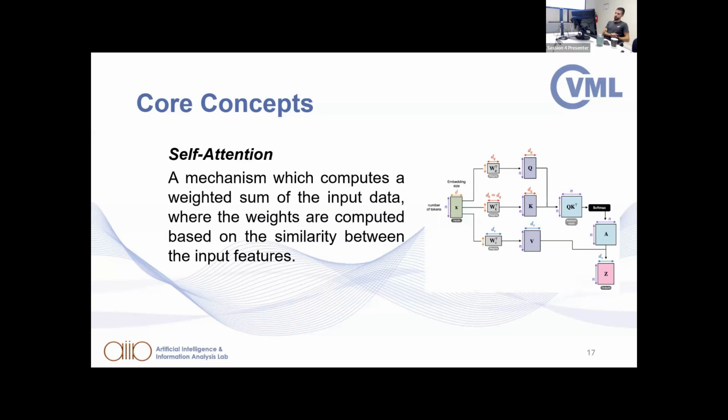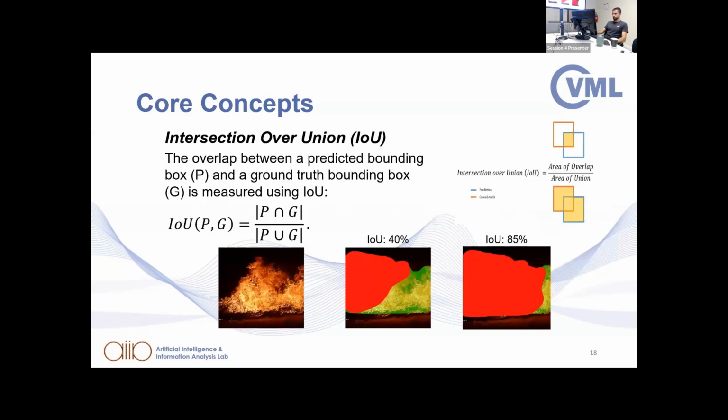This allows the model to dynamically weight the importance of different parts of the image relative to each other, enabling it to capture long-range dependencies and global context. We'll see an example in the next slides where this specific concept is important.